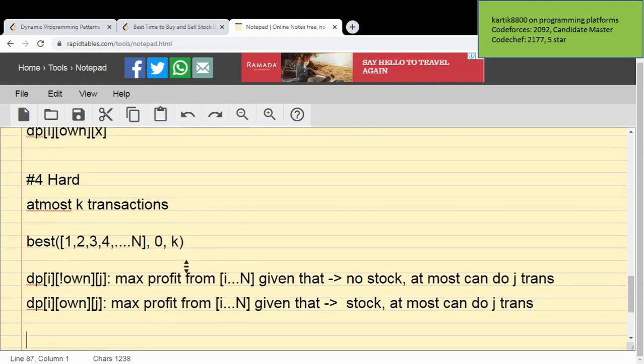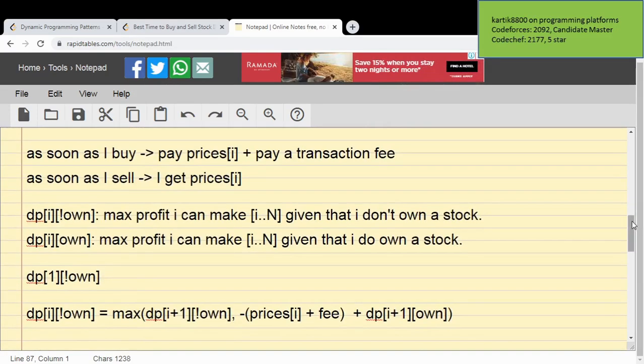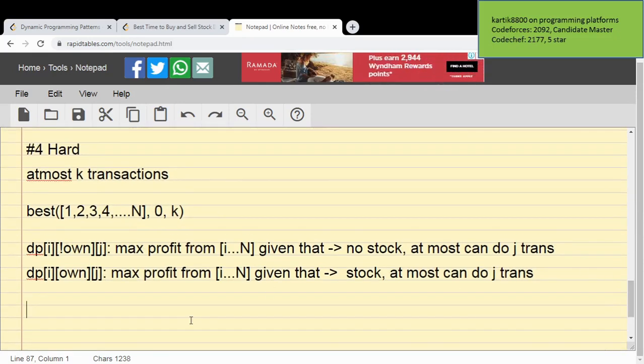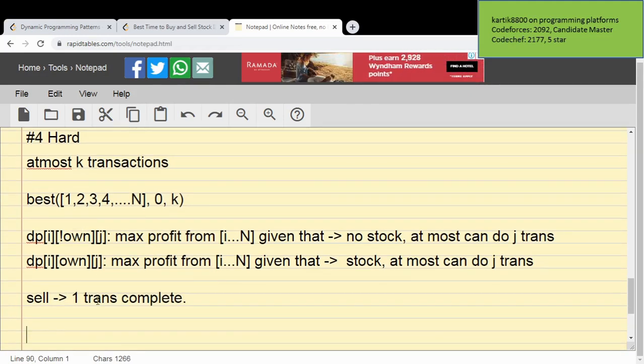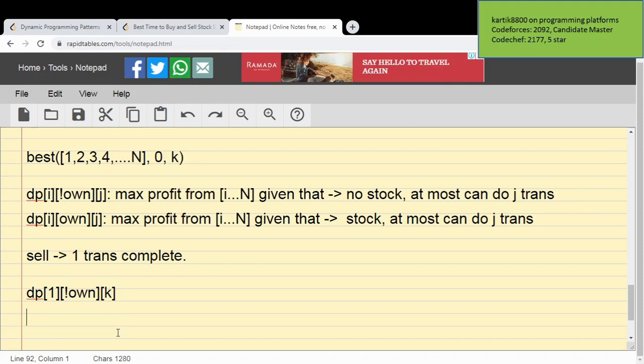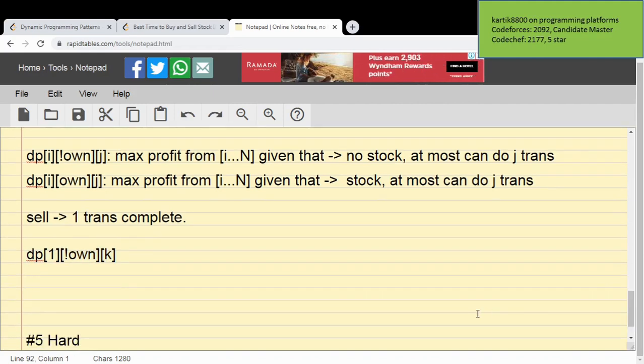And what I can do is I could think about it like this. As soon as I do a sell, one transaction is complete and my number of transactions allowed decreases. Sell means that one transaction completed. Right. Now, if you think about it, the final answer is, what is the maximum profit that you can make from day 1 till day n, given that you do not own a stock, initially you don't own any stock, right? And you are at day 1. And you can do at most k transactions. That's your final answer. That's cool. Now all you need to do is come up with recurrences and you'll be done. Let's try to come up with some recurrences.